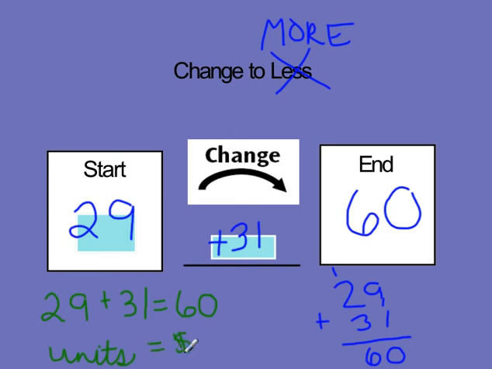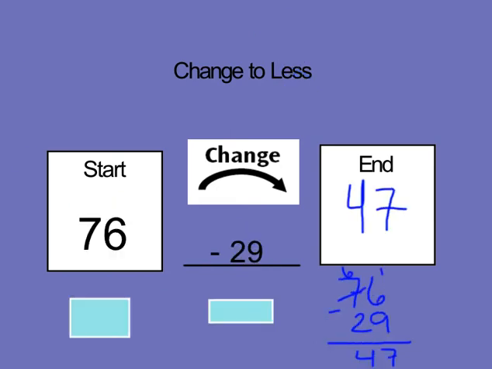If you were to go back to the other problem, we could write a number sentence for this too. 76 is what we started with. We took away $29 and we ended up with $47. And the unit here again would be dollars.